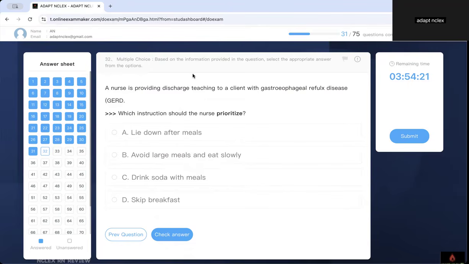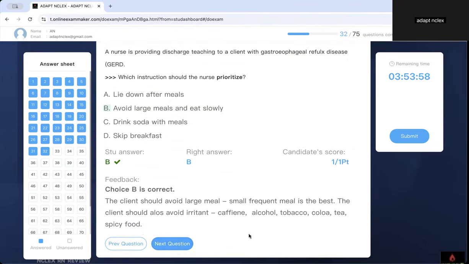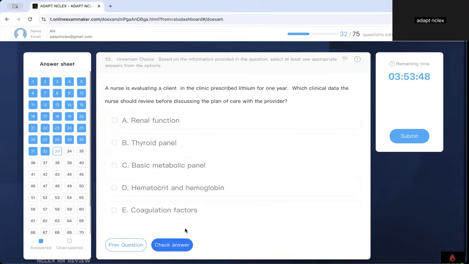The only thing that causes reflux is irritant and what? Excessive distension of the GI tract. Laying down after meal will make you reflux more. Avoid large meal and eat slowly. That's the best answer. Drink soda is an irritant. You should not skip breakfast. And these are the examples of irritants, like I call them the CAT: caffeine, alcohol, tobacco. Caffeinated drinks and spicy food will worsen it.